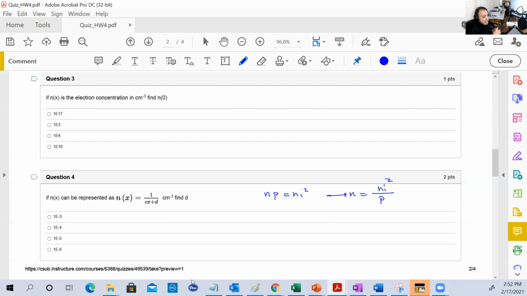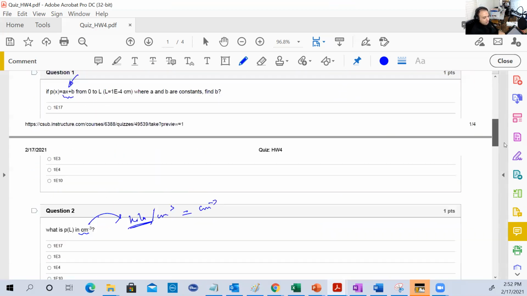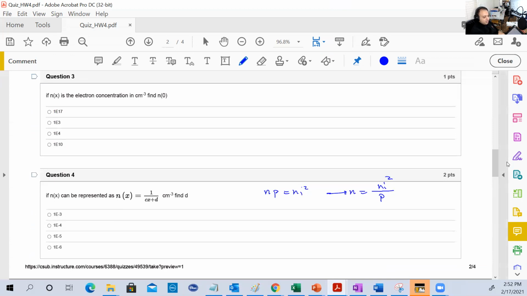But here, P of x is not constant, it's changing with x, right? So you need to remove this P and put Ax plus B, and this whole equation can be rewritten as 1 over Cx plus D. I will leave this to you because this is basically the question: how to get C, how to get D. So you can determine N of x now, not a constant.